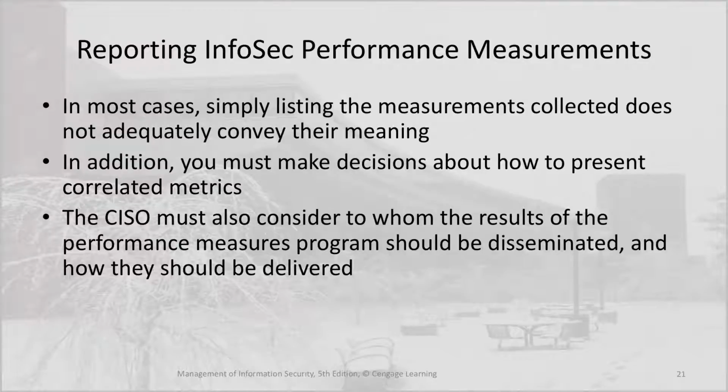In most cases, simply listing the measurements collected does not adequately convey their meaning. In addition, you must make decisions about how to present correlated metrics. The CISO must also consider to whom the results of the performance measures program should be disseminated and how they should be delivered.